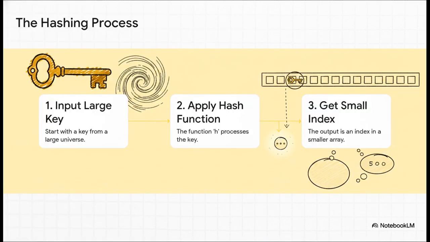So the whole process is really simple. You take your big number, you run it through the hash function, and out pops a little number. And that little number is the spot in the array where you're going to store your data. So instead of needing a billion slots, maybe now you only need, say, 500.